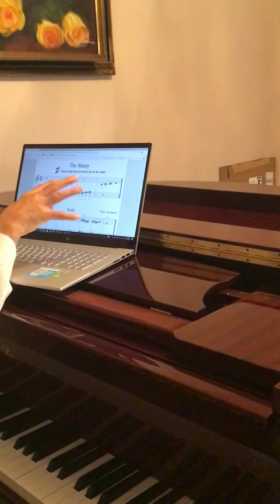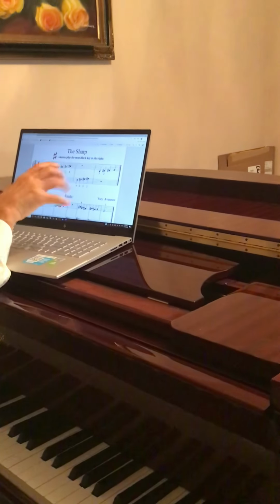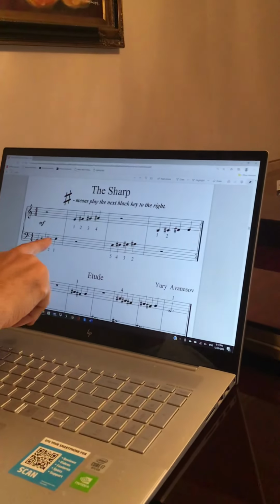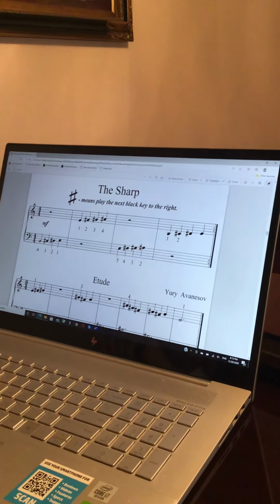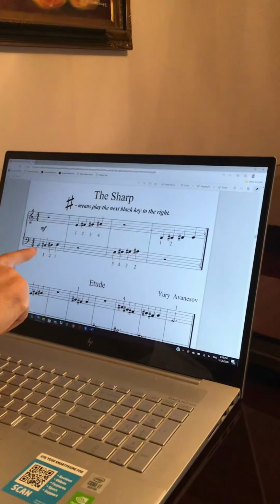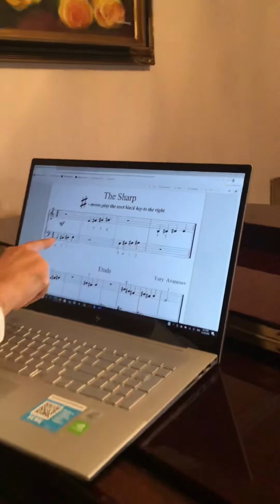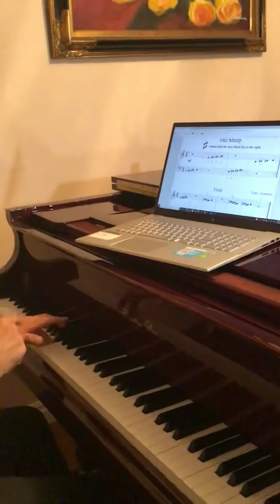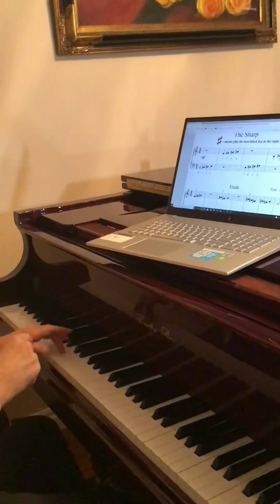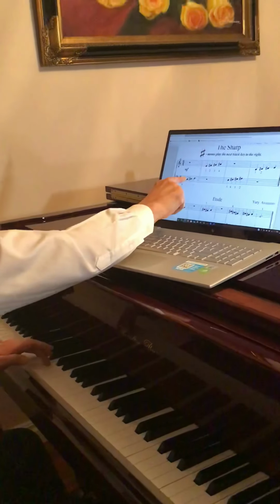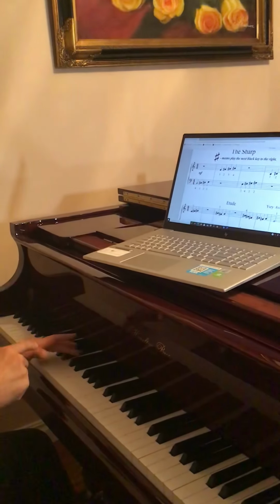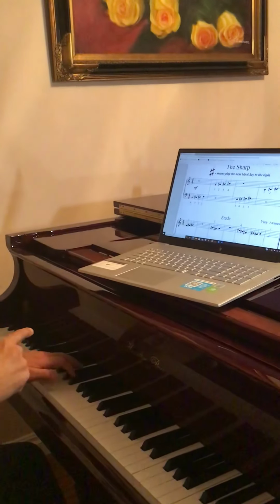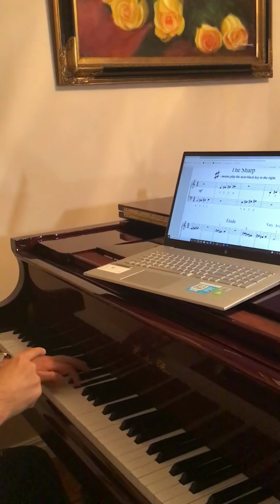Here we have a little exercise with many sharps, and I'm going to play it right now. First the left hand starts, that's the note B. You see that, B is here. And then we have the C sharp. I am going to press this key. And then we have the D sharp. I'm going to press this key.